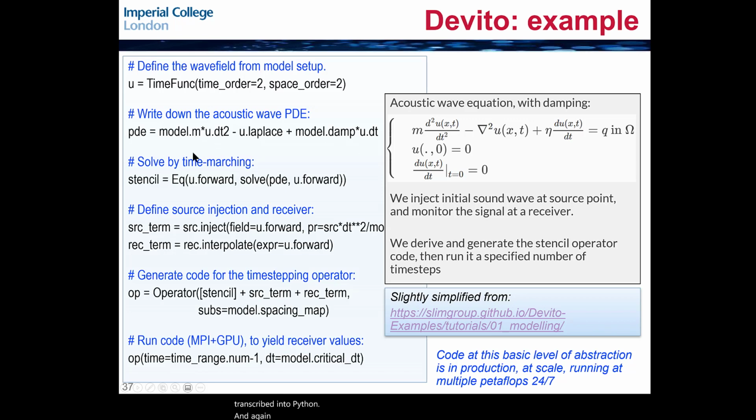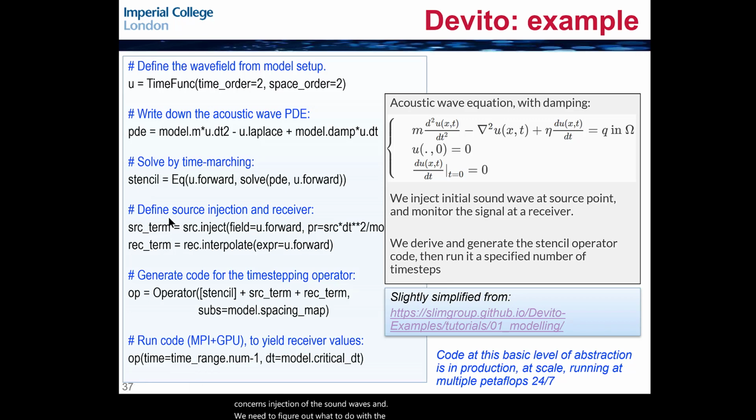This is one part of the time-stepping operator. The other part of the time-stepping operator concerns injection of the sound waves, and we need to figure out what to do with the receivers as well. We need to interpolate what we expect the receivers to receive. So we construct a composite operator that combines all of those things, and then we can run it for some number of time steps and predict what the receiver will actually pick up.